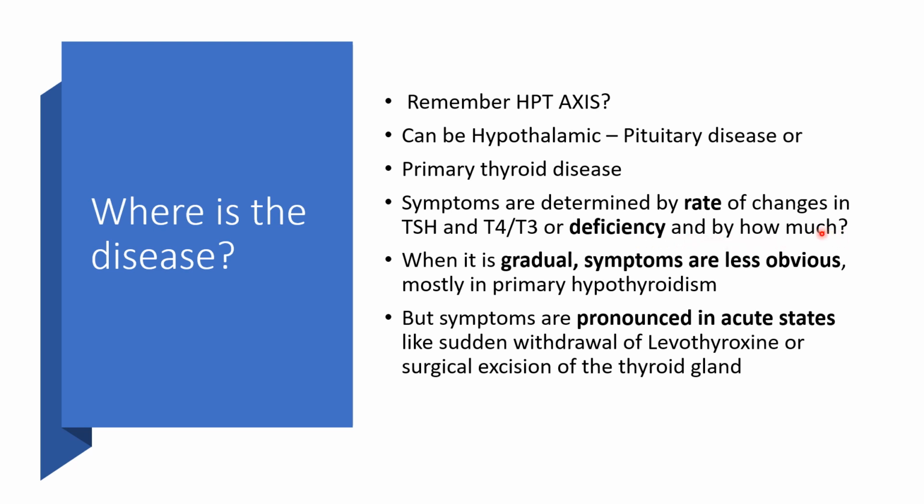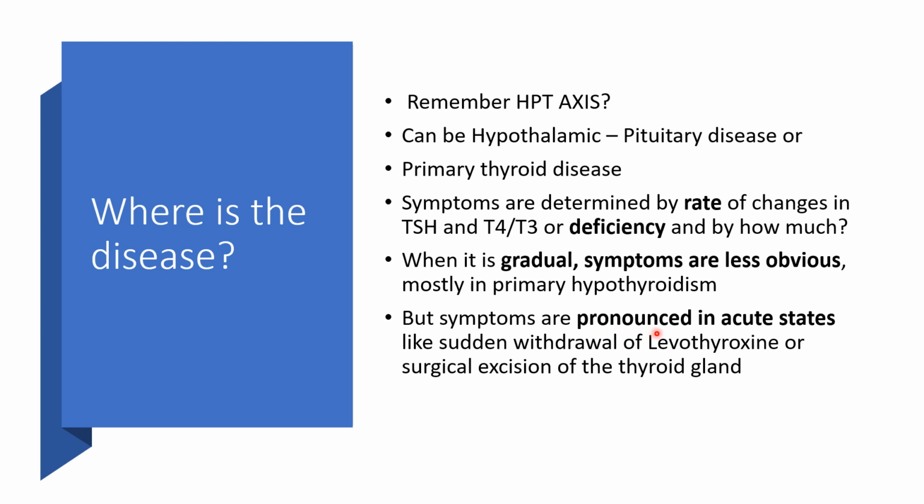Let me explain this. When somebody has hypothyroidism and you are picking symptoms, the severity of the symptoms will depend on the rate at which the thyroid hormones drop, and how low they have reached. When it is gradual, symptoms are less obvious, because your body will keep adjusting along the way. And this is mostly in primary hypothyroidism. Don't bother me right now asking what is primary hypothyroidism. I'll get to it in a bit.